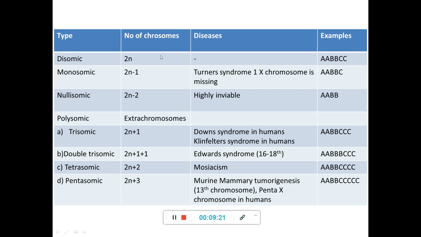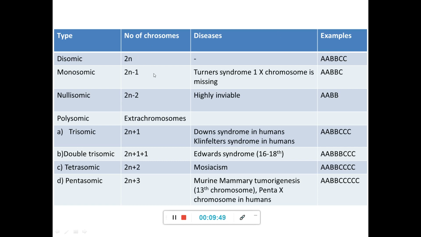Now just look at this situation. If this is a normal chromosome level, AA, BB and CC, these are the homologous chromosomes in 2n. It's called 2n because you have two copies of A, two copies of B, and two copies of C. That is a diploid chromosome set. For each chromosome, there is one more pair. So that is a 2n condition.